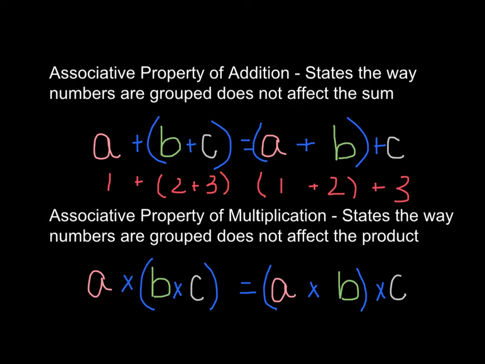Okay, and then the associative property of multiplication states that the way numbers are grouped does not affect the product. So same exact thing, but now instead of adding, it's multiplying. If you use those same numbers, we would have first 2 times 3, which is 6, times 1 is still 6. Or on the other side, we have 1 times 2 is 2, and then times 3 is 6. Pause to copy.